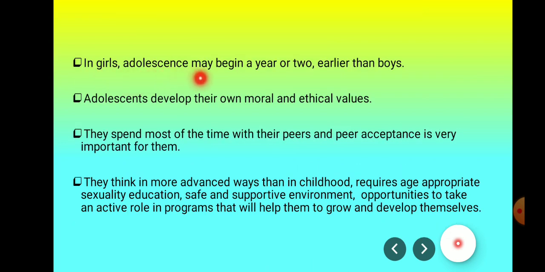In girls, adolescence may begin a year or two earlier than boys. Adolescents develop their own moral and ethical values. They spend most of the time with their peers, and peer acceptance is very important for them. They think in more advanced ways than in childhood, and require age appropriate sexuality education, a safe and supportive environment, and opportunities to take an active role in programs that will help them to grow and develop themselves.